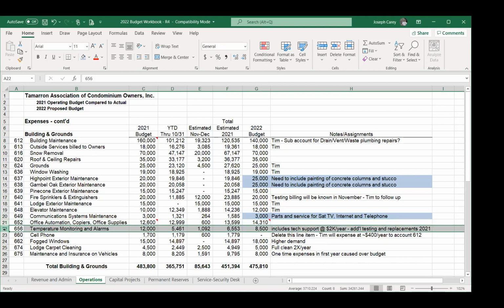Temperature monitoring and alarms. Anything we should know about there, Tim? Okay. Cell phone, this item is going away because the only cell phone we've got on the account anymore is Tim's, and we're going to delete this item and Tim is going to expense it.